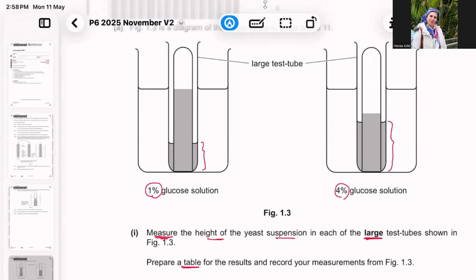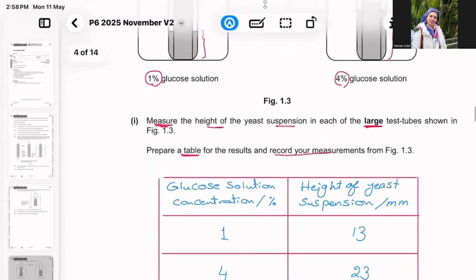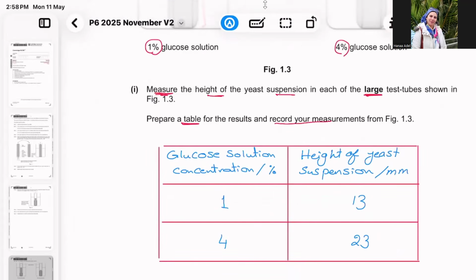Prepare a table for the results and record your measurement. So what are the data that we need to prepare the table? We have two different concentrations, 1% and 4%, and also the height of yeast suspension in millimeters. Just measure the height of yeast suspension using millimeters.